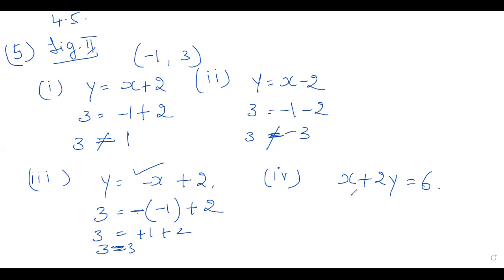Let us see the fourth one. -1 plus 2 into 3 is equal to 6. -1 plus 6, 5 is equal to 6. If you see all the solutions, no other equation is satisfied. Only one equation is satisfied, and that is y is equal to -x plus 2, children.